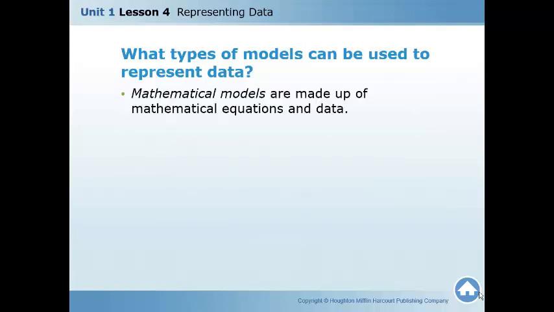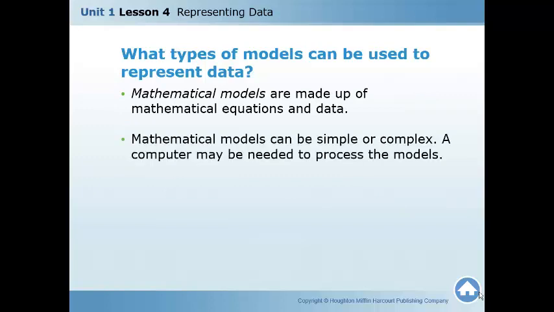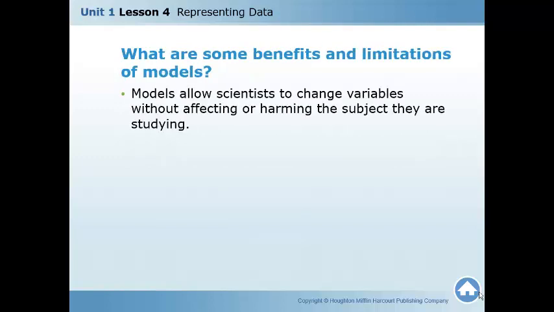A mathematical model is a different type of model that's made up of an equation or data. Mathematical models can be simple or they can be very complex, very detailed. A computer may be needed to process the models. So anytime you put something into Excel and you tell it to find the average, that could be considered a mathematical model in some ways because it can process that information.